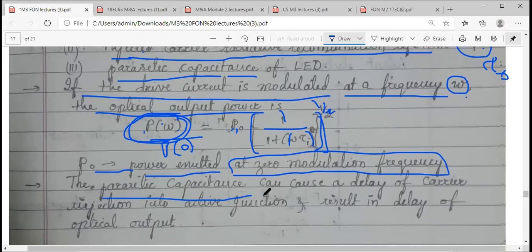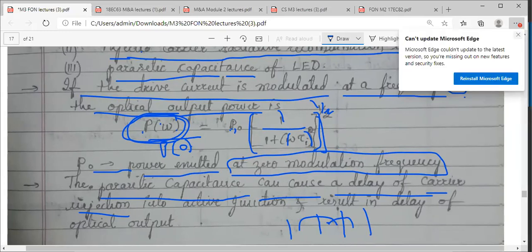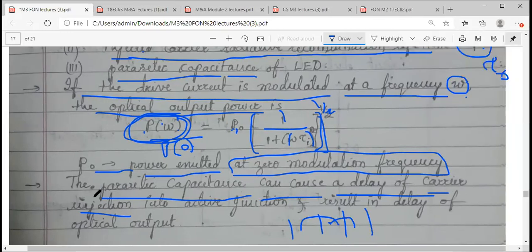The parasitic capacitance that exists will cause delay of the carrier injection. If capacitance is present, because of its effect, the carriers injected in the active region will be delayed, because we know that in the active region carriers get accumulated, right? So we have seen this in the quantum efficiency, internal and external. So this accumulation will be delayed if parasitic capacitance exists. Okay, and this will result in delay of the output. Because carrier injection is getting delayed, output will be delayed obviously.